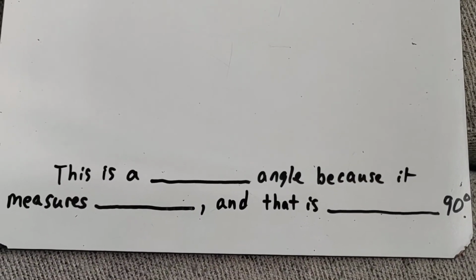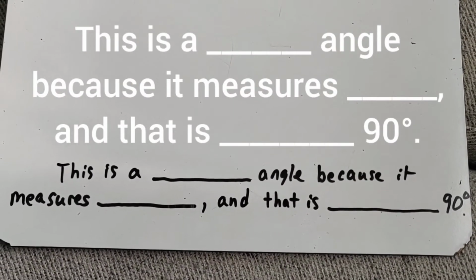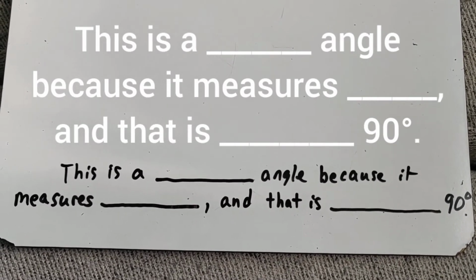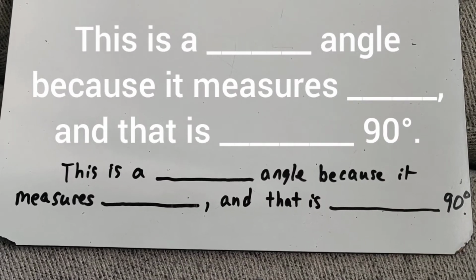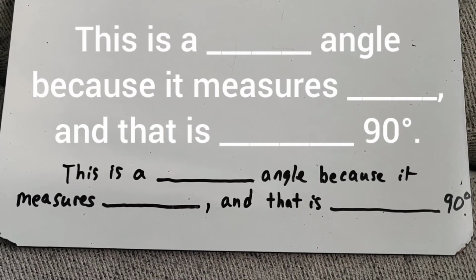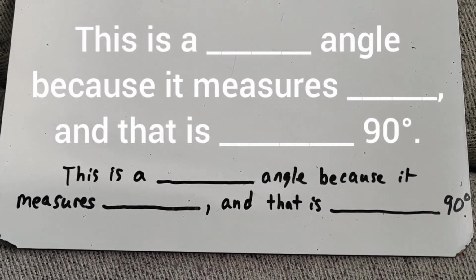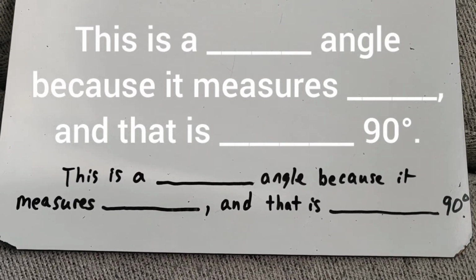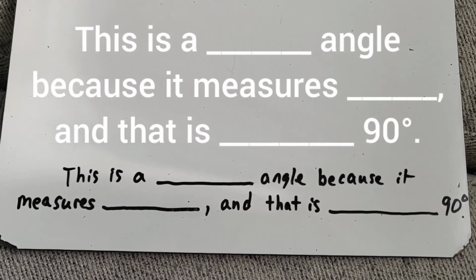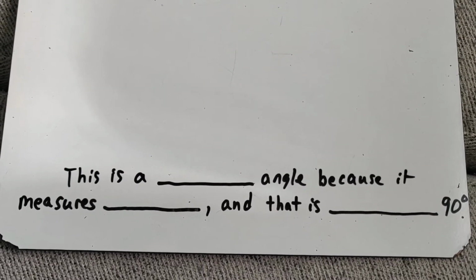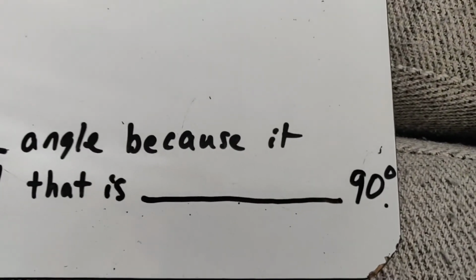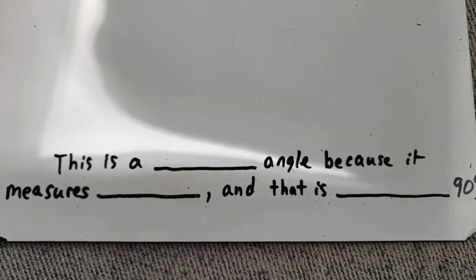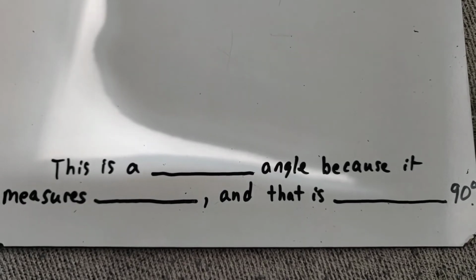So before I show you practice problem number 2, I think we're just going to use this sentence frame. So this is a blank angle, and in the blank we'd put either acute, right, or obtuse, because it measures, we'd put the number of degrees that we figure out on the protractor, and then we'd either say it's less than 90 degrees, which would mean it was acute, that it's equal to 90 degrees, which means that it is a right angle, or it's greater than 90 degrees, which means that it's obtuse.